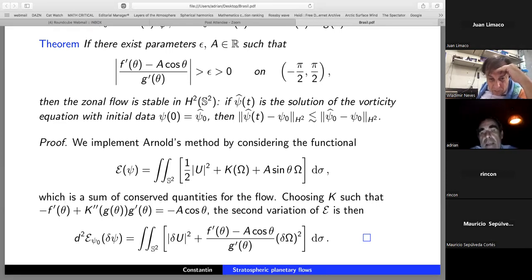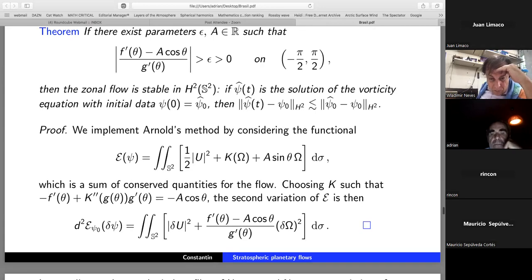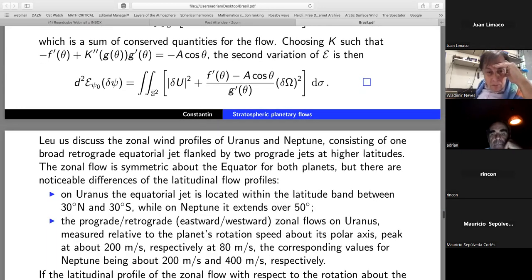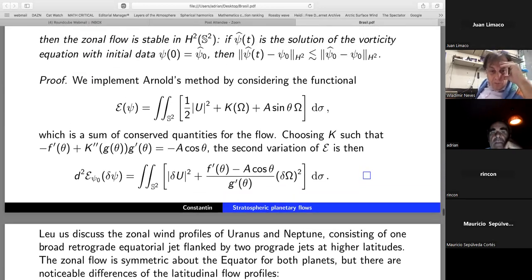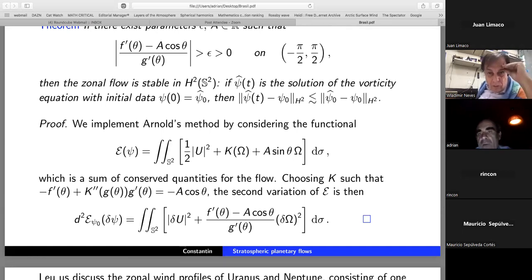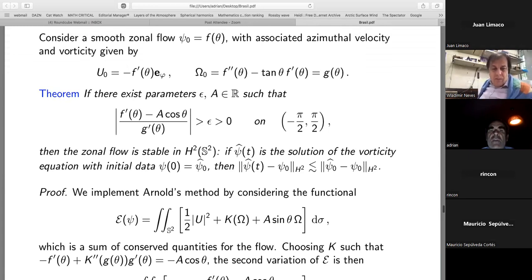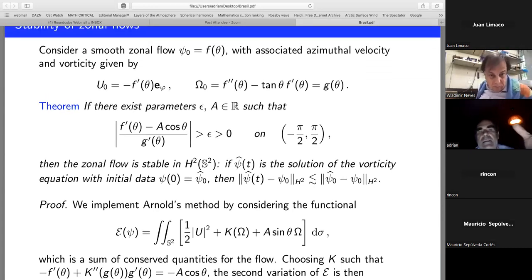So indeed, I can compute the second variation. And the interesting thing is that this is a refinement of Arnold's method. If you look here, this is the result. The idea is you take this functional, the first variation gives the equations, the second variation you can bound away from 0, and then you get stability.